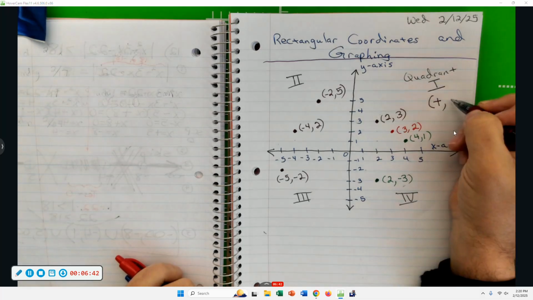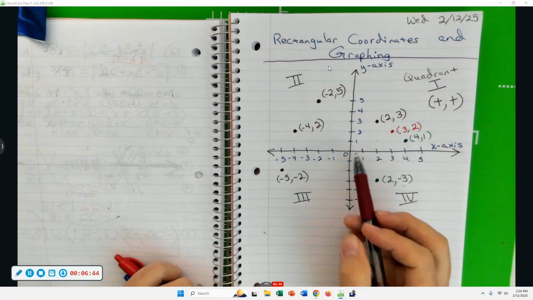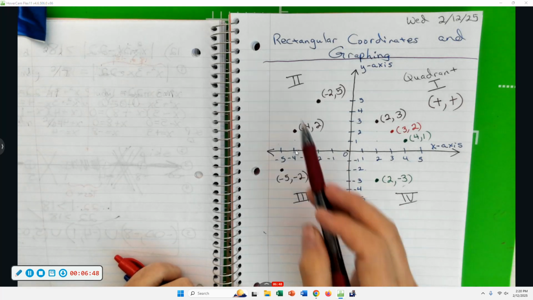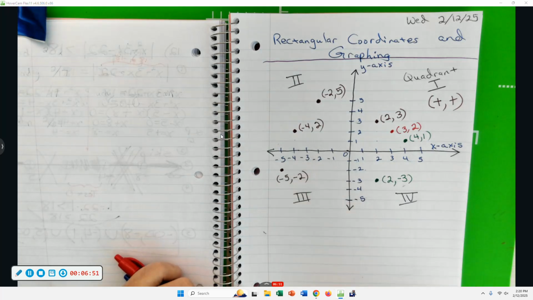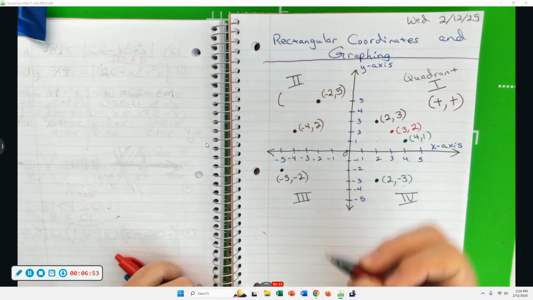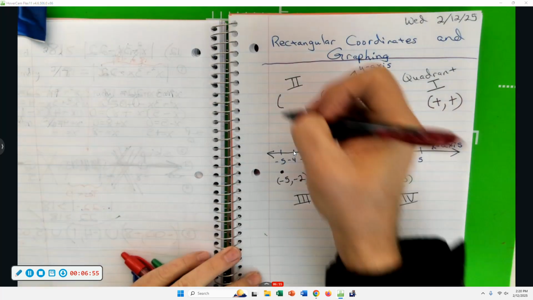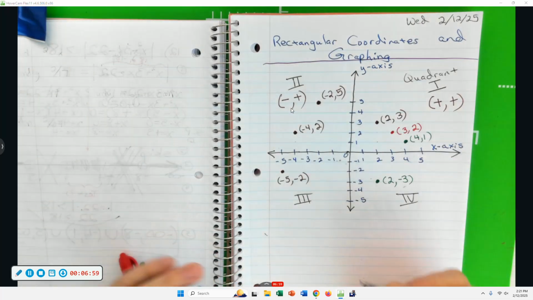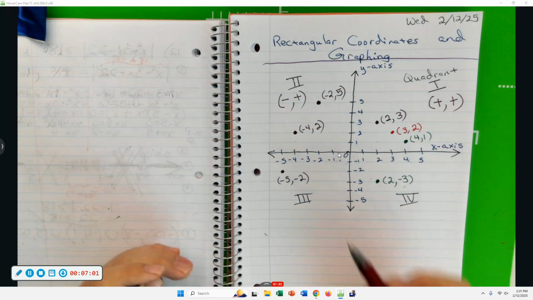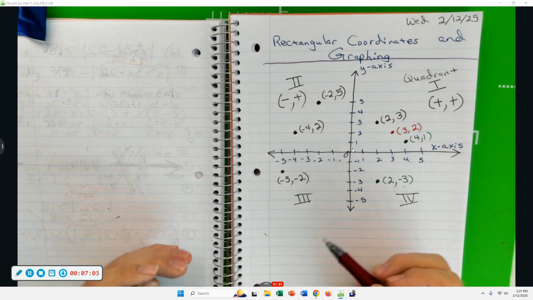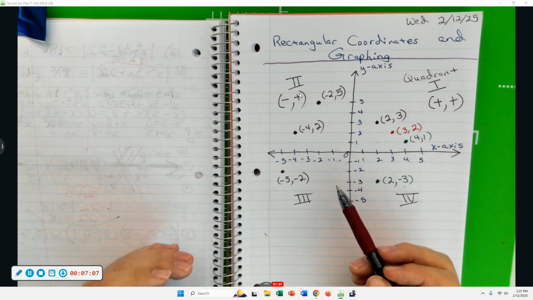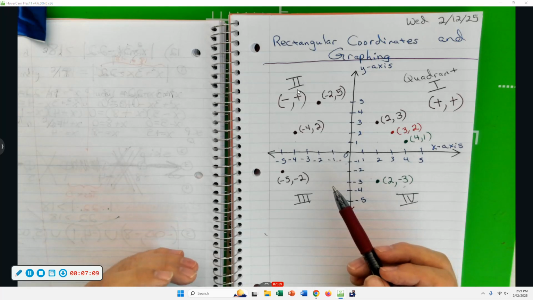Positive. Okay. To the left, to quadrant 2, you'd have to go left and then up. Since you have to go left, what does that mean about the x coordinate? Negative, and then positive.